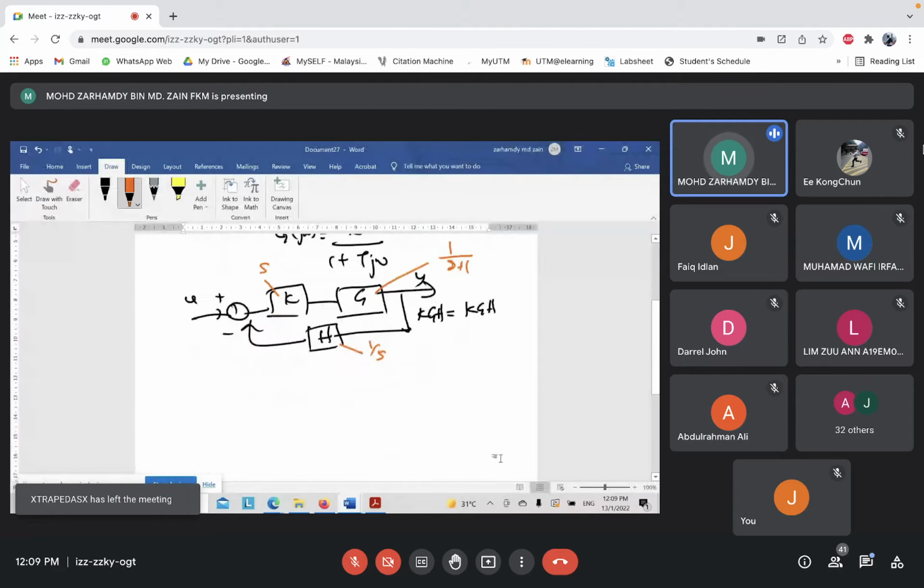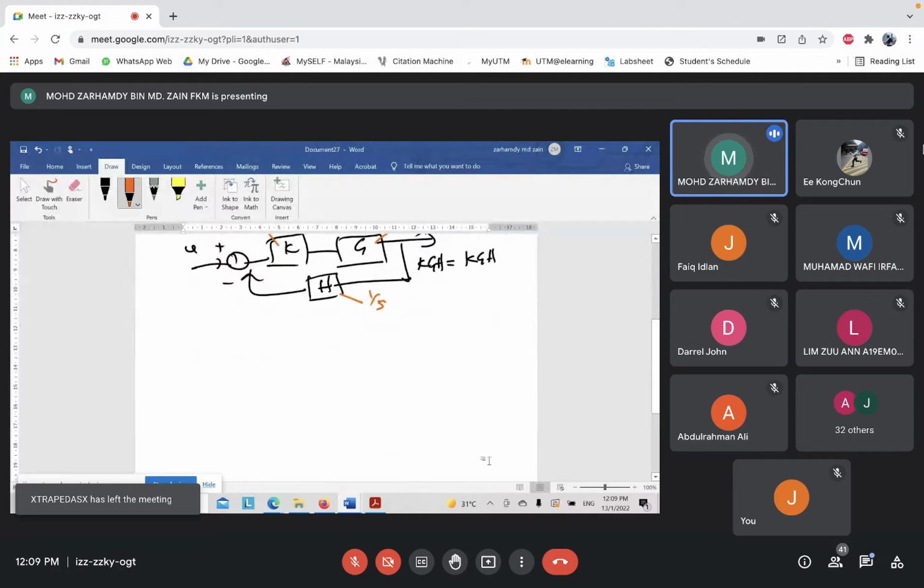Alright. So now, before we go through the Nyquist plot diagram, we need to consider several concepts. One concept we call differentiation.